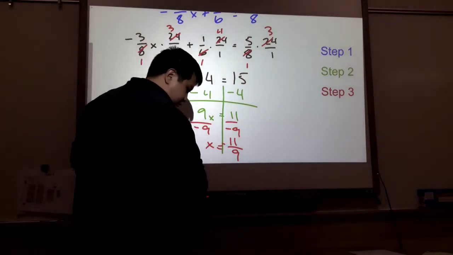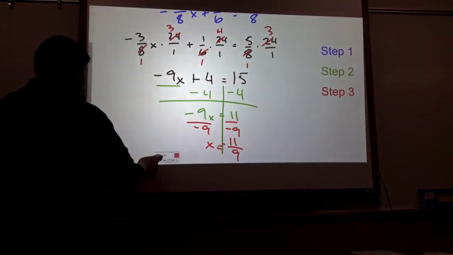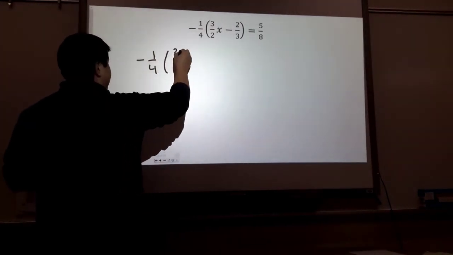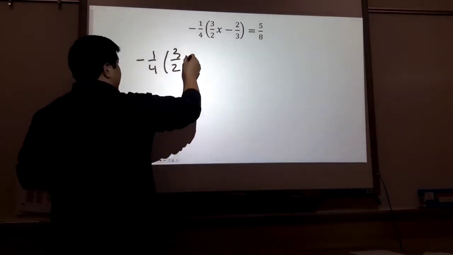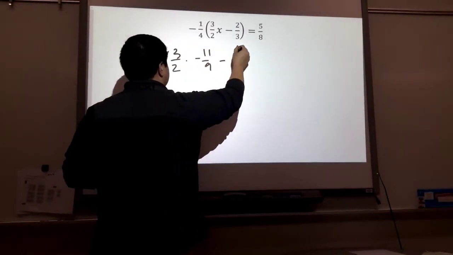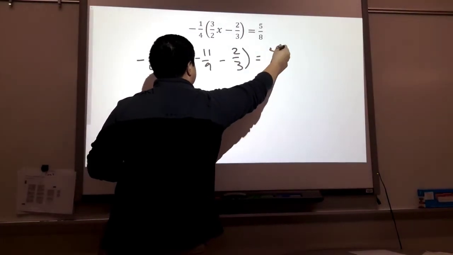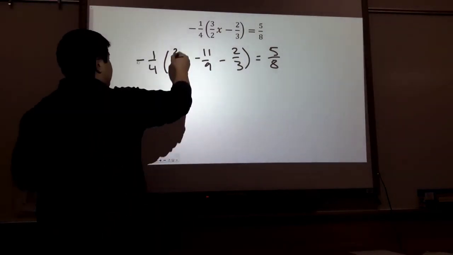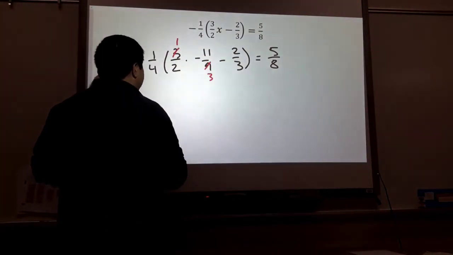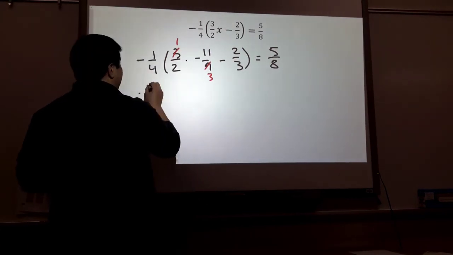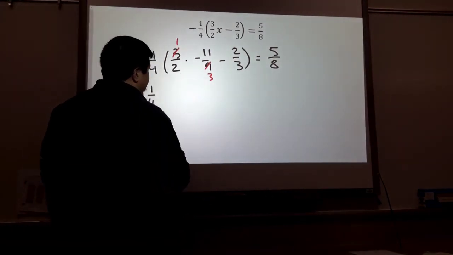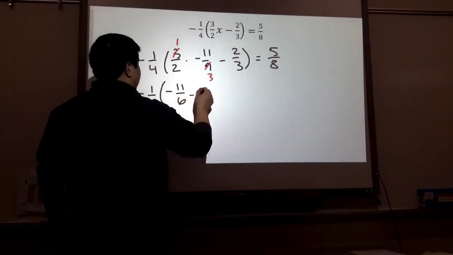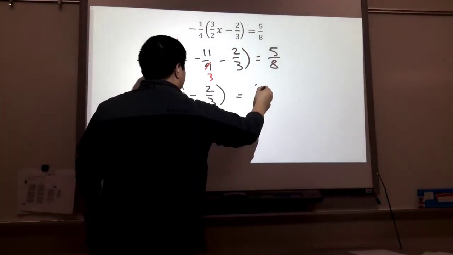Let's try it out. We've got negative 1/4 times 3 over 2 times negative 11/9 minus 2/3, which will hopefully get us 5/8. From here, we cross cancel, 3 over 1. So therefore we get negative 1/4, multiply those parts together. We get negative 11/6 minus 2/3 equals 5/8.